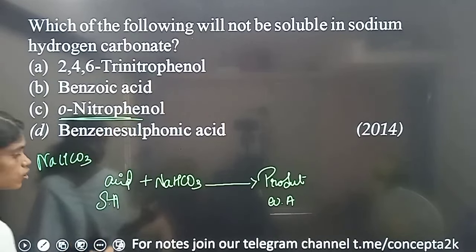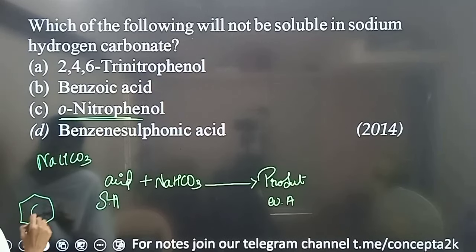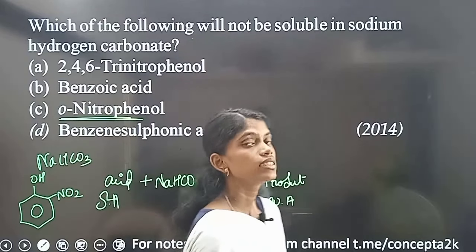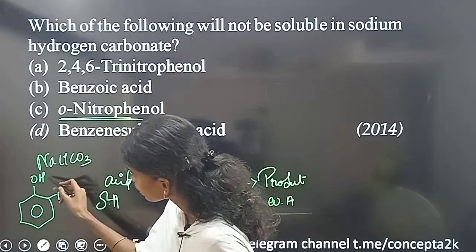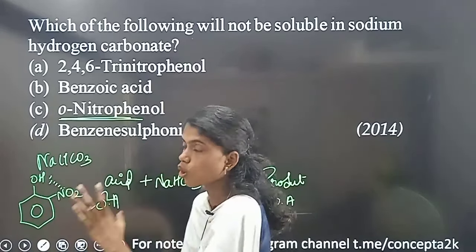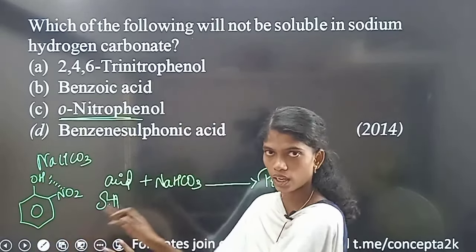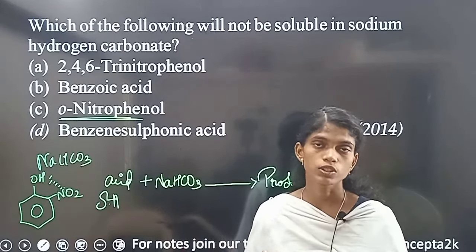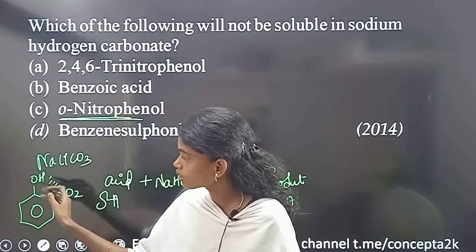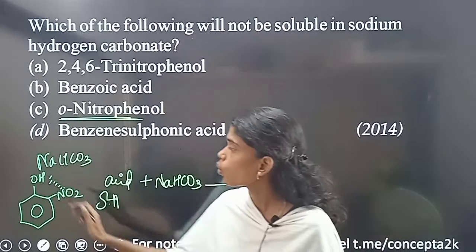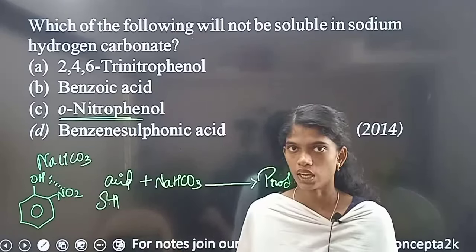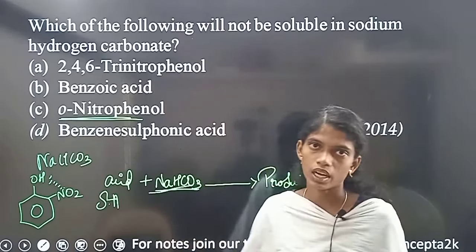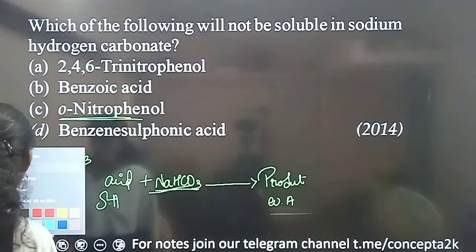When we look at ortho nitrophenol, there is intramolecular hydrogen bonding. Because of this, the possibility of dissociating this OH hydrogen is low. The phenol is acidic because this hydrogen dissociates, but due to hydrogen bonding, this hydrogen cannot be dissociated that easily. So it becomes a weak acid, and it does not react with sodium bicarbonate. So option C is the right answer.